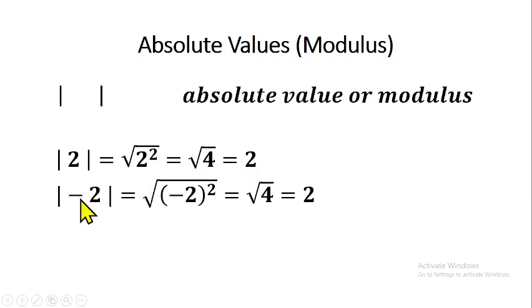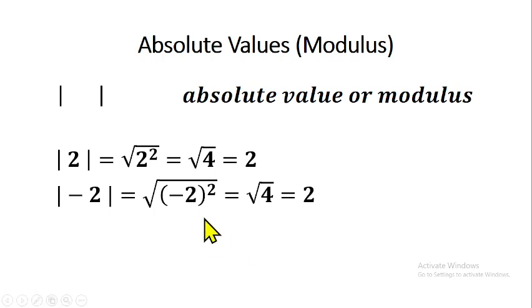Let's find the absolute values of minus 2. That will be minus 2 squared, that will give us 4. Then find the square root of it, that will give us 2 as well. So you can see that the absolute values of positive 2 and negative 2 will still give us the same answer. So absolute values of a is a, absolute values of minus a is still a. Do we understand that now? Absolute values of 5 is 5, and absolute values of minus 5 is still 5.